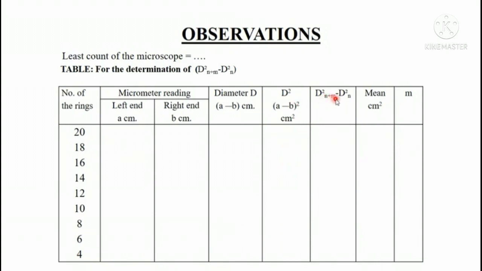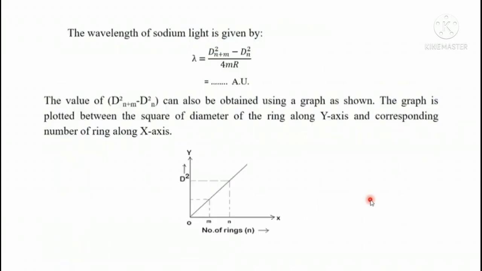Then we choose any number m, say 4. So we'll subtract the reading of the 16th ring from the 20th ring and get D(n+m) squared minus D(n) squared, and so on from 10th to 14th and 8th to 12th, and so on. We will get the diameters.